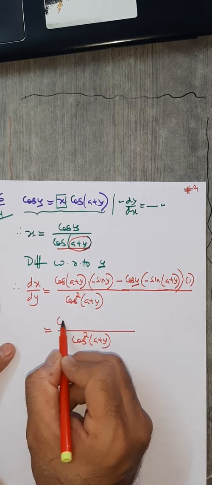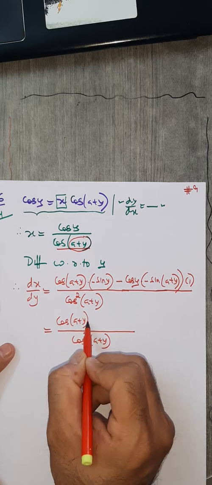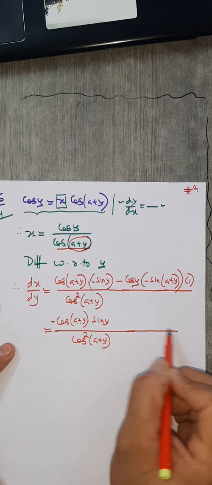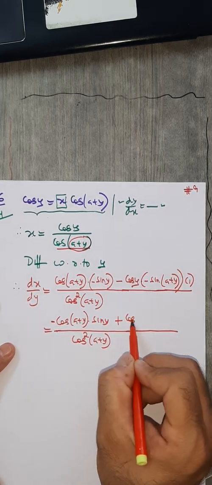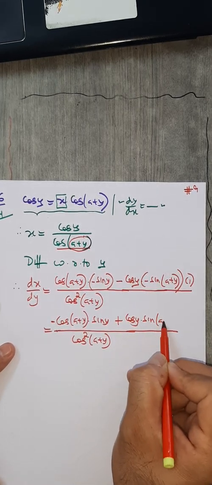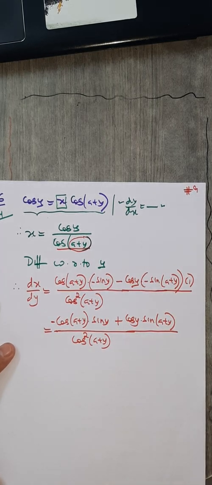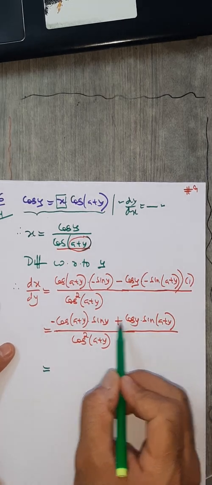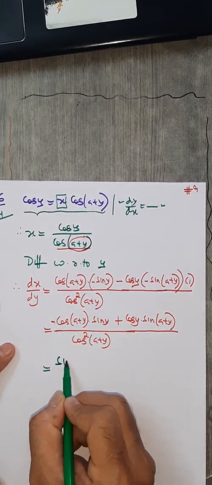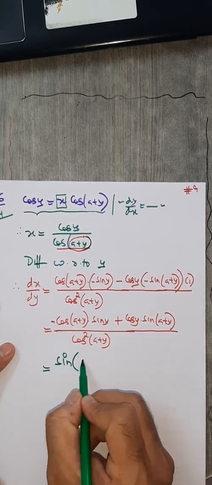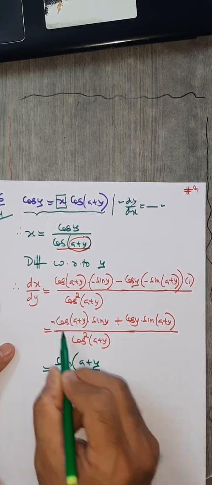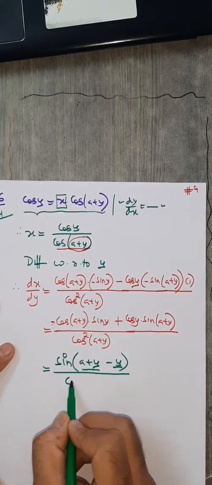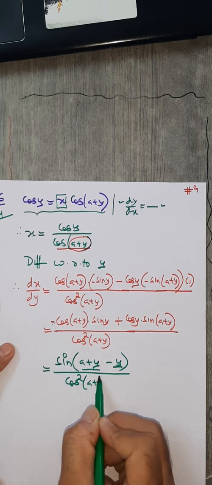So let me rewrite here, cos a plus y into sin y. I'll keep minus sign here. Plus your cosine y into sin a plus y. Now if you observe numerator, it is that addition formula, sin x cos y minus cos x sin y. So it's addition formula of sin x plus y, a plus y minus y upon cos squared a plus y.